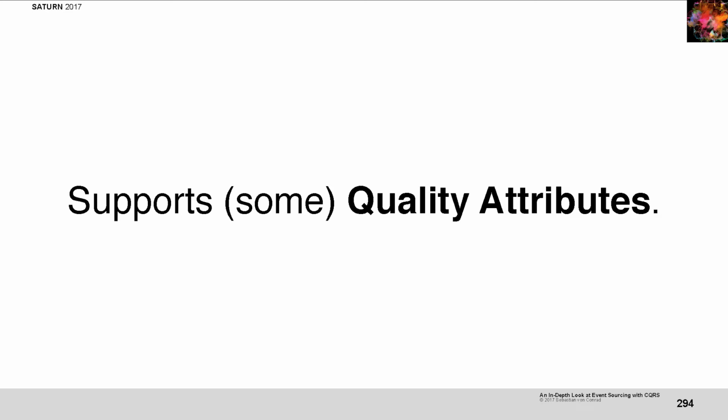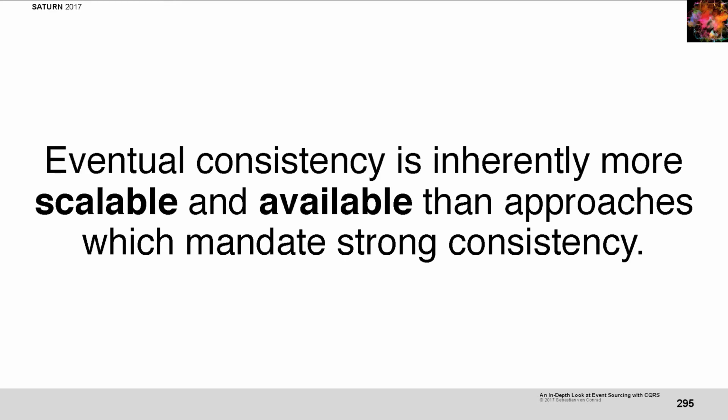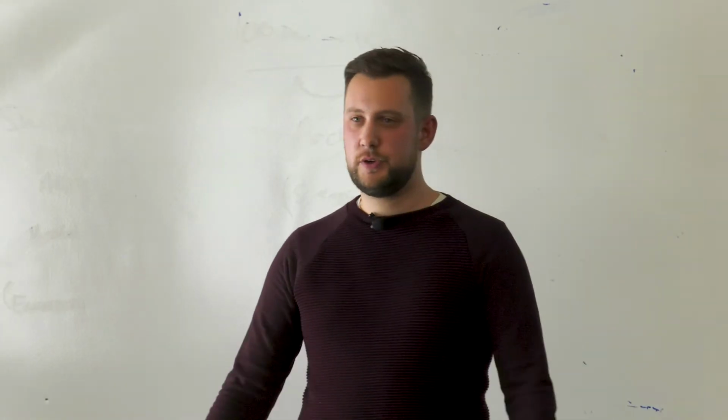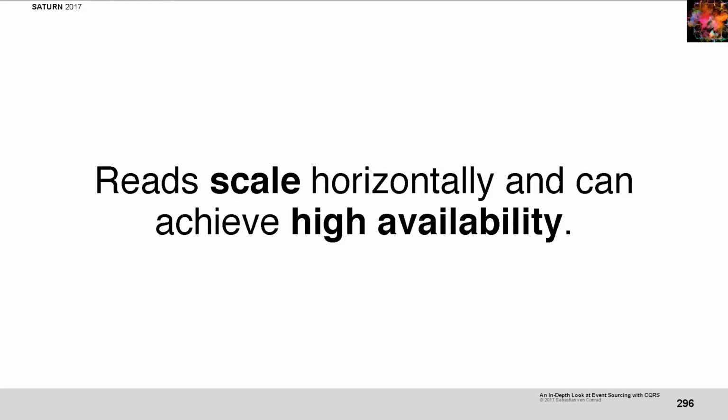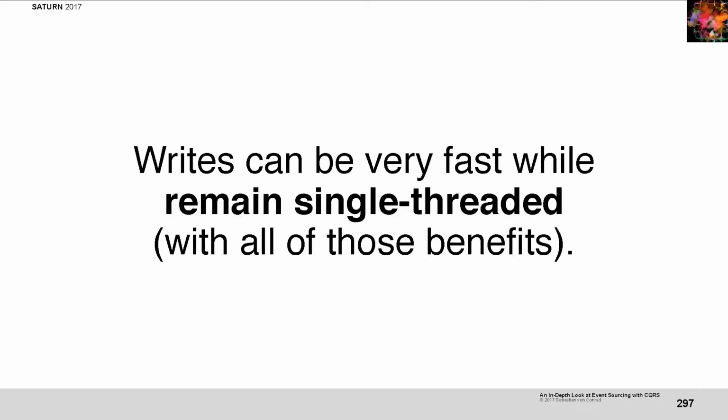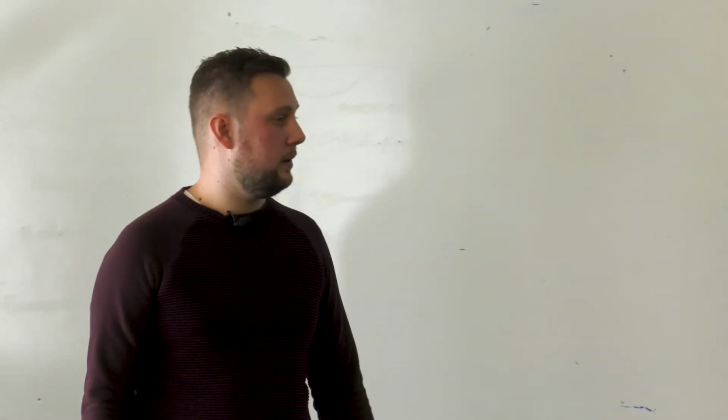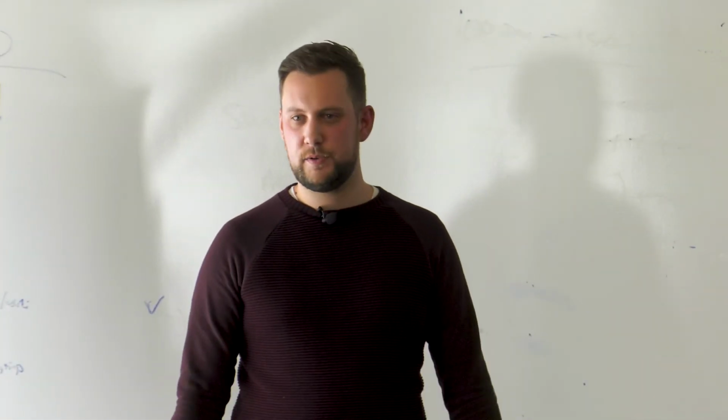Event sourcing in this particular style of architecture, I think, has some good quality attribute support. Eventual consistency in and of itself, while it has downsides, I think is more scalable and available than approaches that mandate strong consistency. Reads, we talked about this earlier, can scale horizontally and achieve high availability through geographical distribution and so forth, while writes can still be very fast while remaining single-threaded, which is cool, with all of the benefits of running single-threaded code.